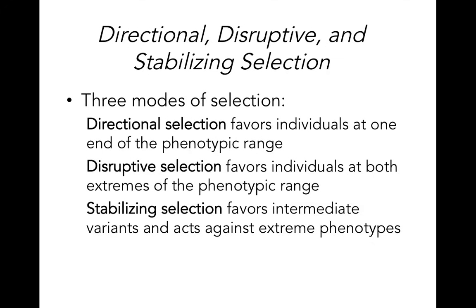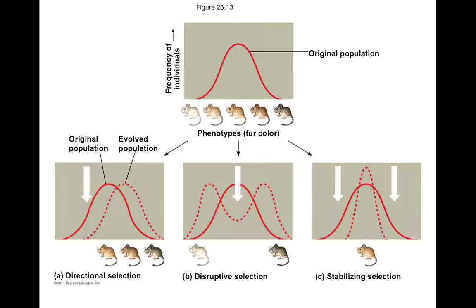So there are many ways that natural selection can affect phenotypic characters within a population. In general, we say there are three modes of selection. There can be directional selection, which is going to favor individuals at one end of the phenotypic range; disruptive, which may affect individuals at extremes of the phenotypic range; or stabilizing selection, which is going to eliminate extremes of a phenotype and favor the intermediate variants. So I think a better way to understand these is by looking at some pictures.